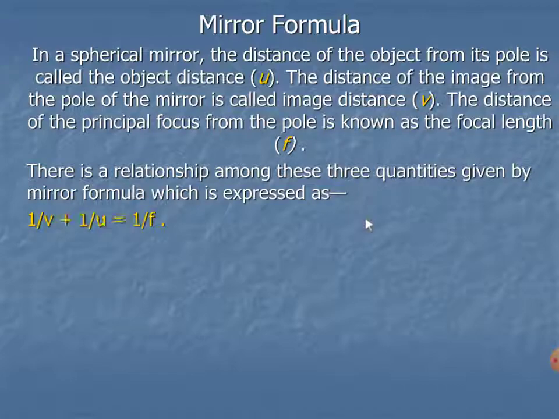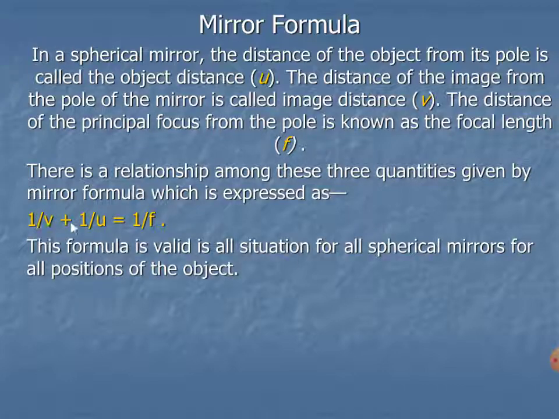And the formula is what? 1 by v plus 1 by u is equal to 1 by f. In the case of lens also, lens formula will be there, and in that case this should be minus, mind you. But in the case of mirror, what happened? This will be all plus. 1 by v plus 1 by u is equal to 1 by f. This formula is valid for all situations of all spherical mirrors, for all positions of the object, okay?